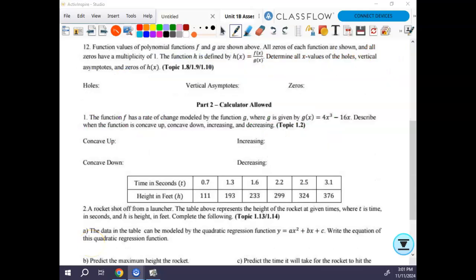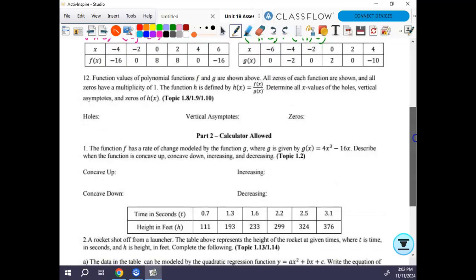All right, number 12. Function values of polynomial functions f and g are shown above. Oh, I guess I scrolled too far. All zeros for each function are shown, and all zeros have multiplicity of 1. Okay, and all zeros are shown. H is f of x over g of x. Determine all x values of the holes, vertical asymptotes, and zeros.